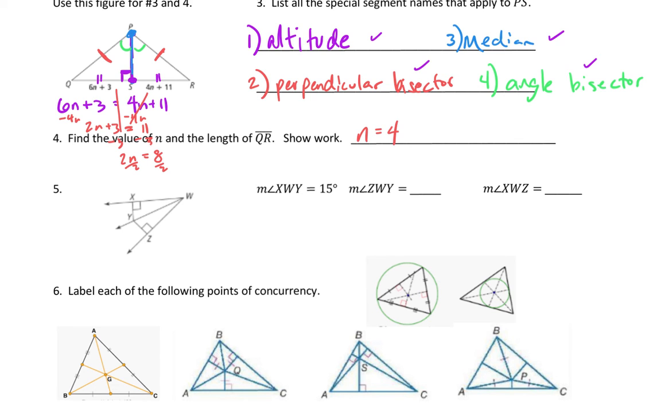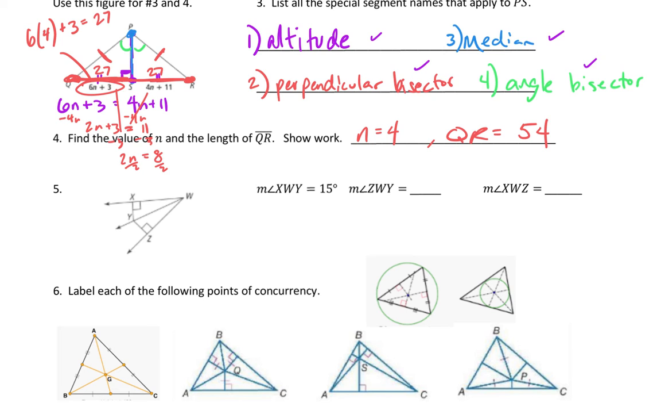You can't stop there. If n is 4, you got to plug that n in. So 6 times 4 plus 3. All right, do your math there. 6 times 4, 24, plus 3 is 27. So I know that the distance from Q to S is 27. Well, that means this distance is 27 as well. So from Q all the way to R is 27 plus 27. So QR has a length of 54.